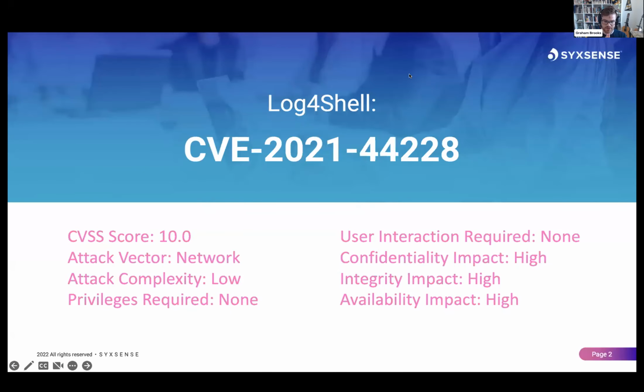So the Log4j vulnerability is what most people know it by, but the actual name is the Log4Shell vulnerability. And the title of that vulnerability from MITRE and NIST is CVE 2021 44228. It has a CVSS score of 10, which is the highest possible score. That's not good. That's a bad thing.